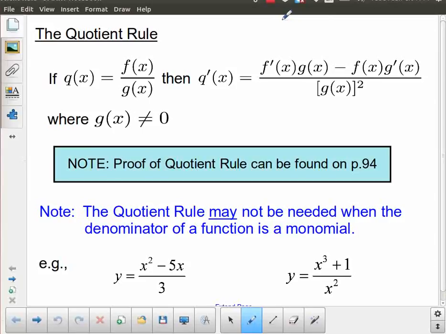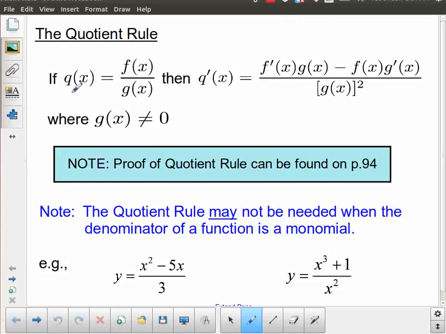In this lesson, we'll continue our development of the various rules you can use when taking derivatives. So we've already looked at what's known as the product rule, and before that we started with the most fundamental, which was the power rule. So now we're moving on to the quotient rule.